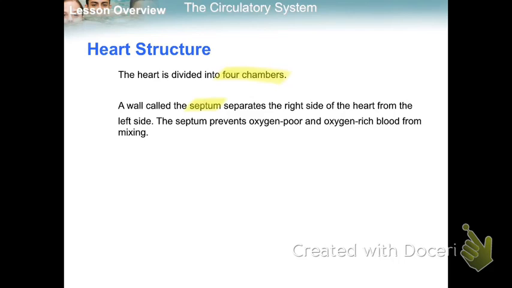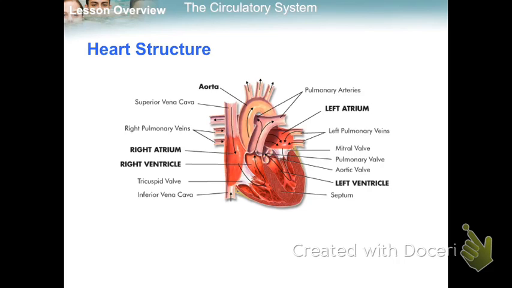A septum is a wall that separates the right side of the heart from the left side of the heart, and that prevents the oxygen-poor blood that's coming from the body and the oxygen-rich blood that's coming from the lungs from mixing. We talk about the right side and the left side of the heart not based on how we're looking at it, but how it's positioned in a person's body. So that's why the right and the left are on opposite sides from what you might think.